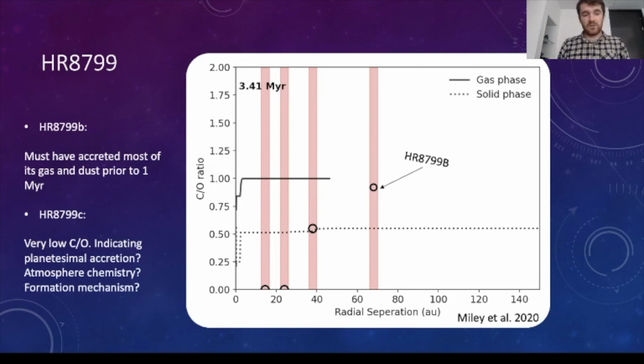HR8799c is slightly more complicated. It must have accreted quite a lot of planetesimals to get that lower C to O ratio.